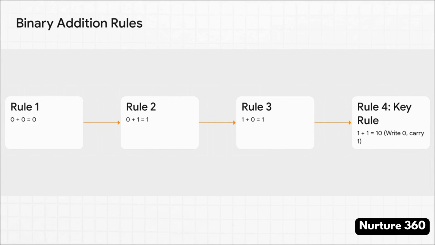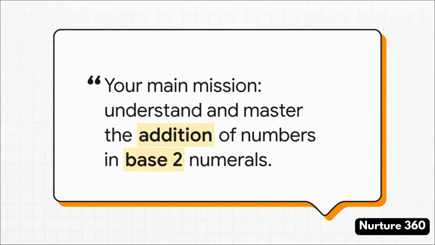Rule number 4 is the secret handshake. This is the big one. In binary, 1 plus 1 equals 10. You write down the 0, and you carry the 1 over to the next column, just like you learned in elementary school. This is the rule you have to master. So, as our source material puts it, our main mission today is just to master this one concept. Because once you can add in base 2, you've basically unlocked a fundamental skill in all of computer science.